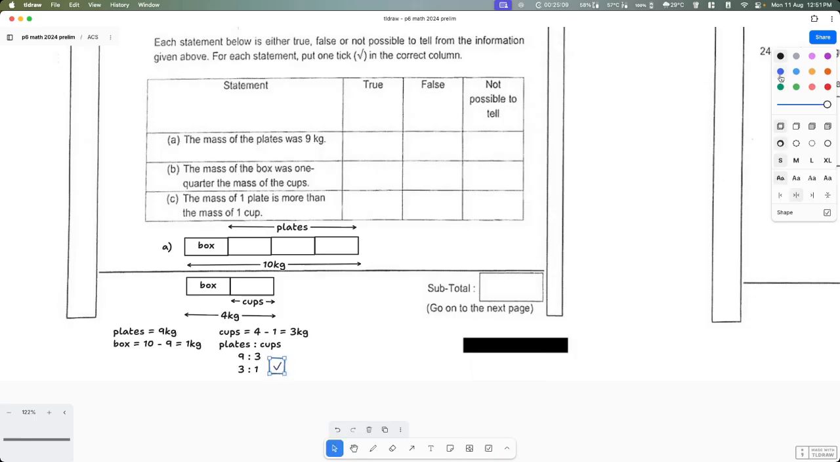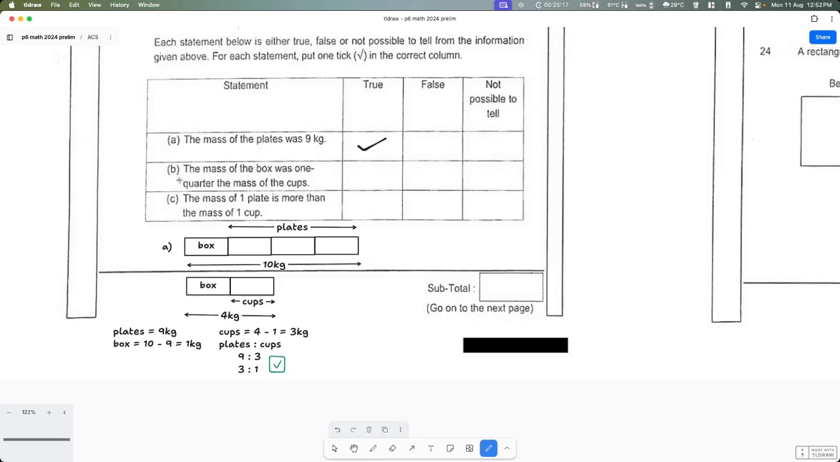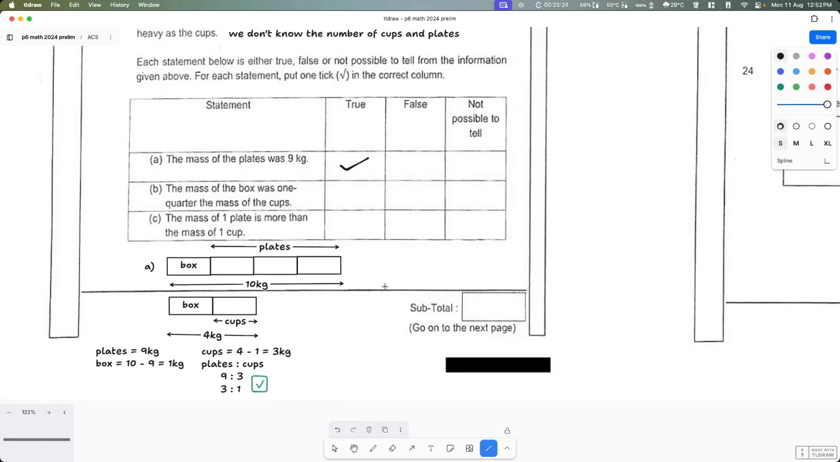Correct. There you go. So that's the answer. Okay. So in this case, we're going to put a tick for true. Okay, let's move on to part B. The mass of the box was 1/4 the mass of the cups, in this case over here.